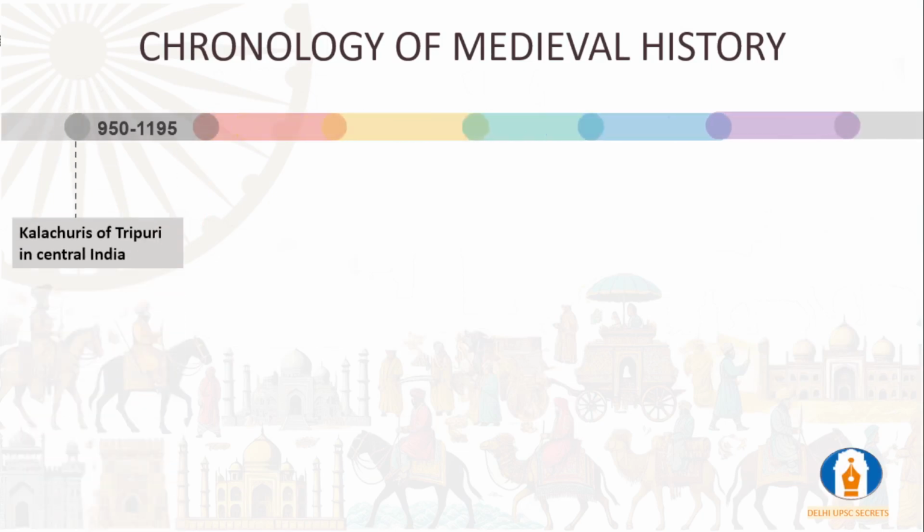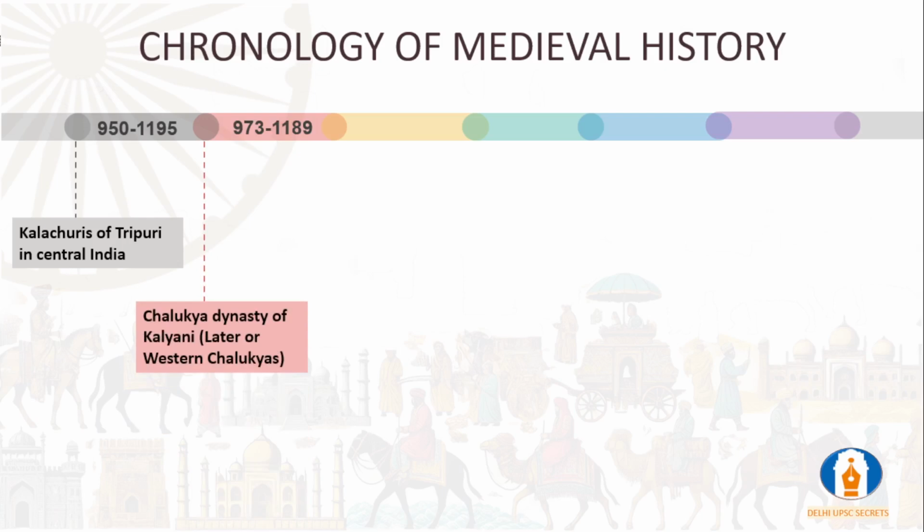Then 950 to 1195 AD is the Kalachuris of Tripuri in central India. In 972 to 1189 AD, we have the Chalukyan dynasty. We call them the Later or Western Chalukyas. And before this, around 895 to 900, in that period, the Rashtrakutas were under Amoghavarsha, who established the capital at Manyakheta.